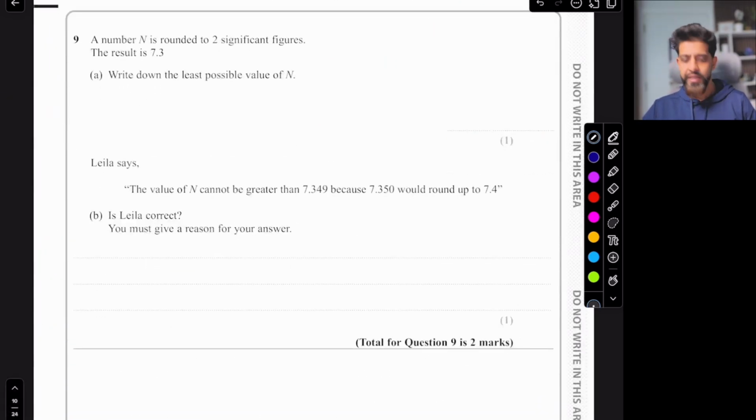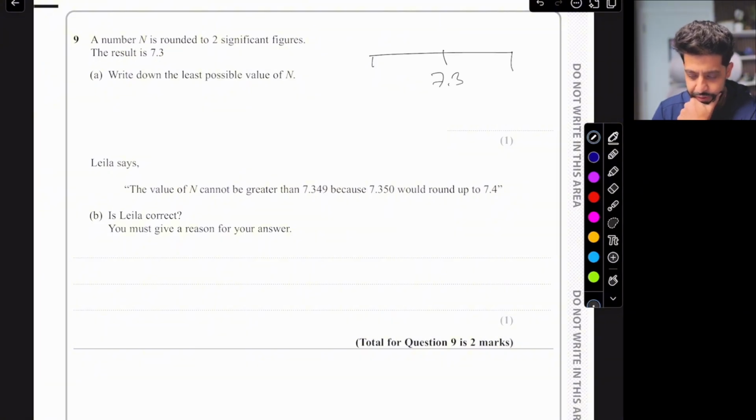All right, question number 9. A number is rounded to 2 significant figures. The result is this. Write down the possible value of n. Right, in the middle, 7.3. I know some of you will know the answer straight away, no problem. Okay, do that. But I'd like to show you more than that.